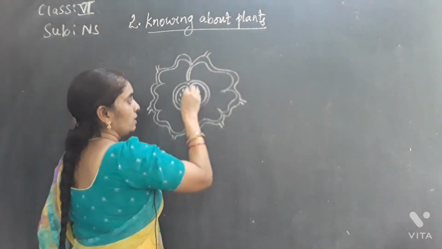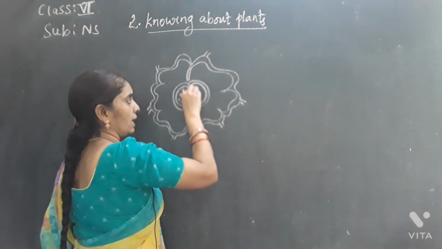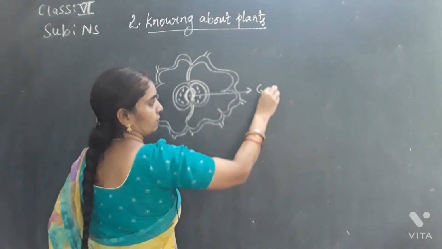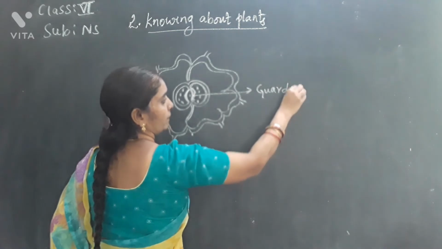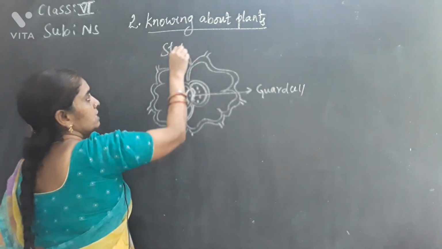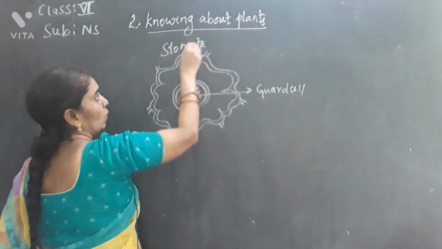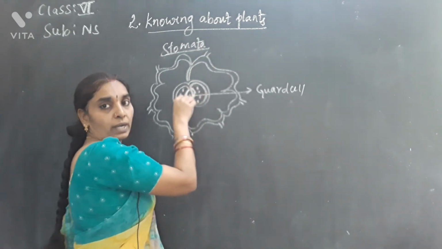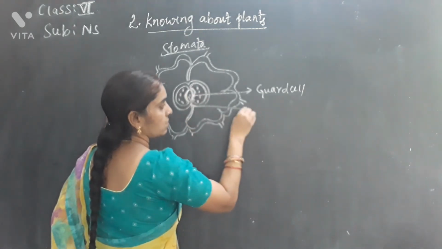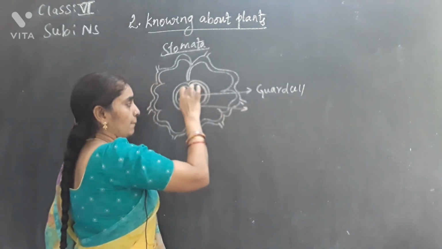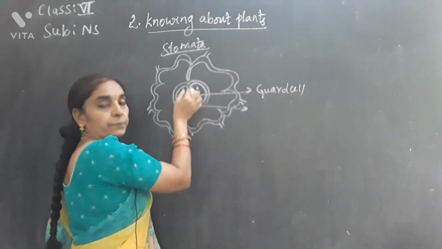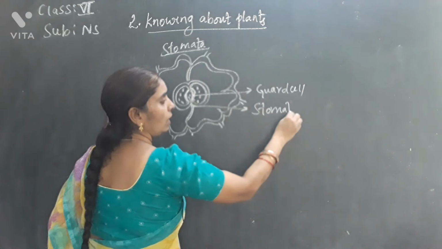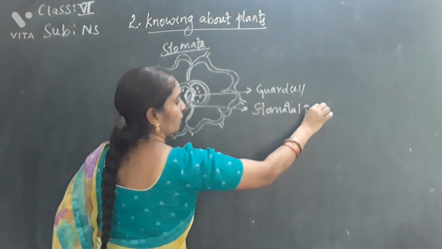This is a bean shaped part. This is called as guard cells. These are guard cells. What are the bean shaped parts present in the stomata called? Guard cells. And the tiny pore present inside the guard cells, which the guard cells will be guarding, is called the small aperture like structure, this aperture is called as stomatal pore. What is it called? Stomatal pore.